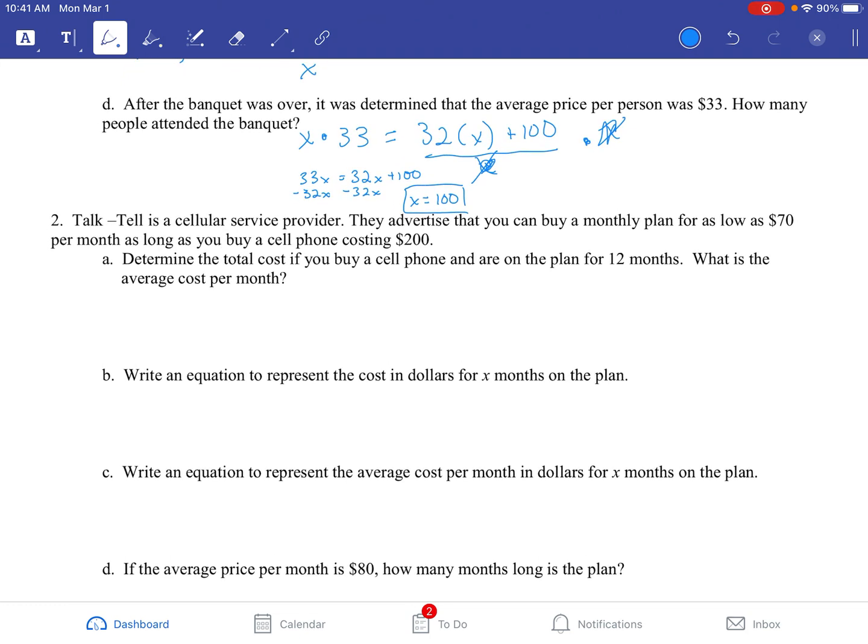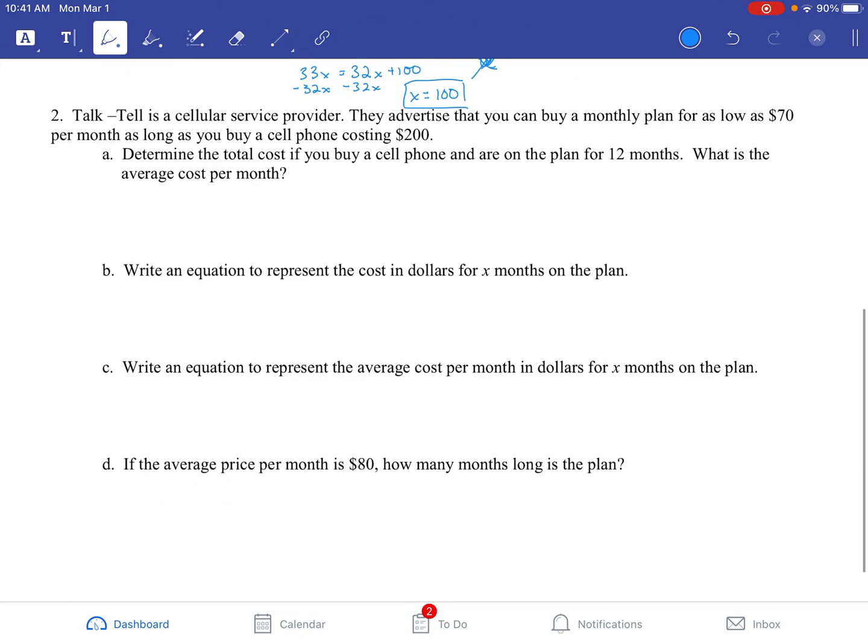Let's try another example. Number 2. TalkTel is a cellular service provider. They advertise that you can buy a monthly plan for as low as $70 per month as long as you buy a cell phone costing $200. Okay, so again, the $70 is a per month charge, and the $200 is a one-time cost. You don't have to buy a new phone every month, so it's a one-time cost of $200, and you get a plan for $70 per month.